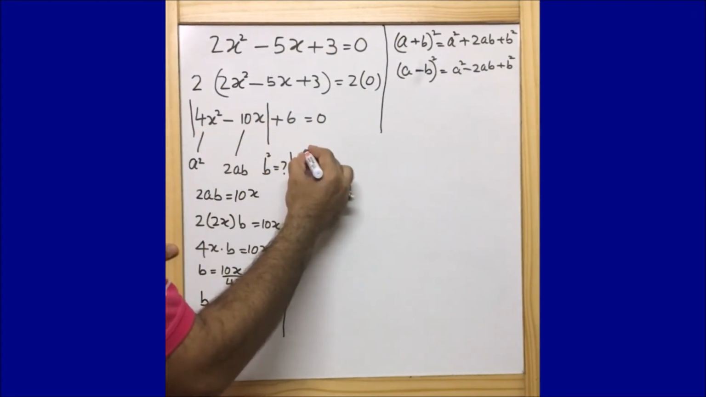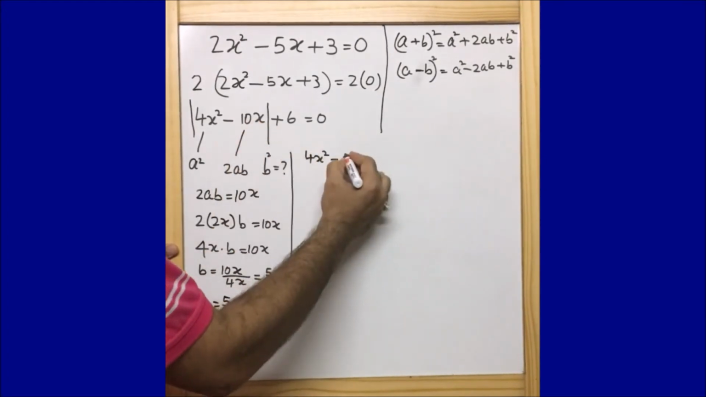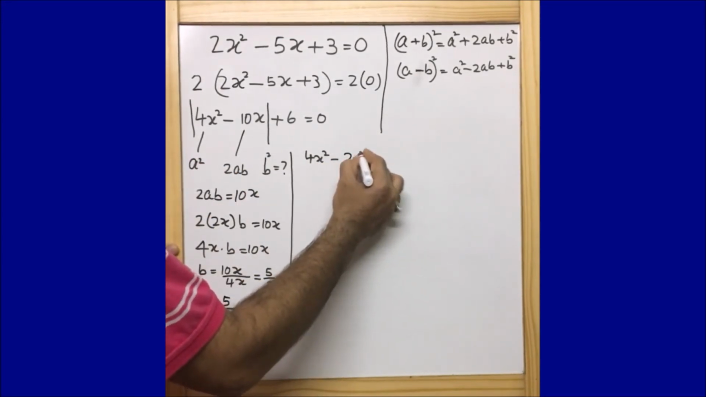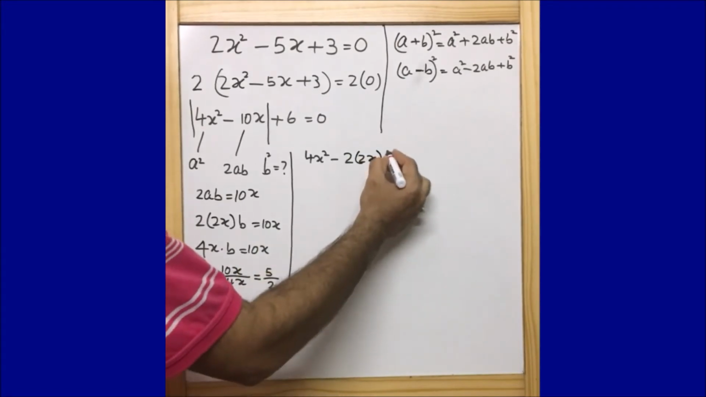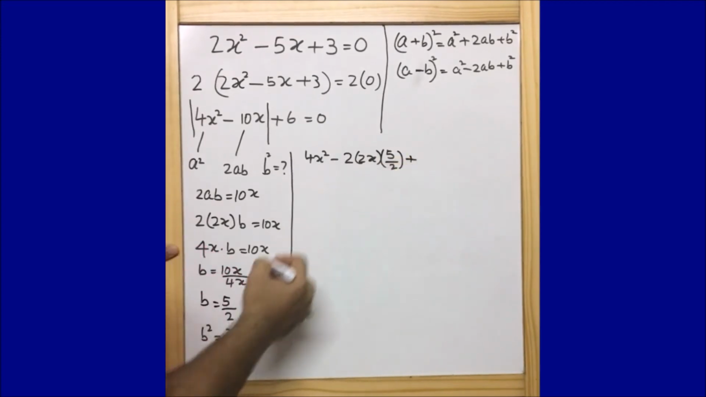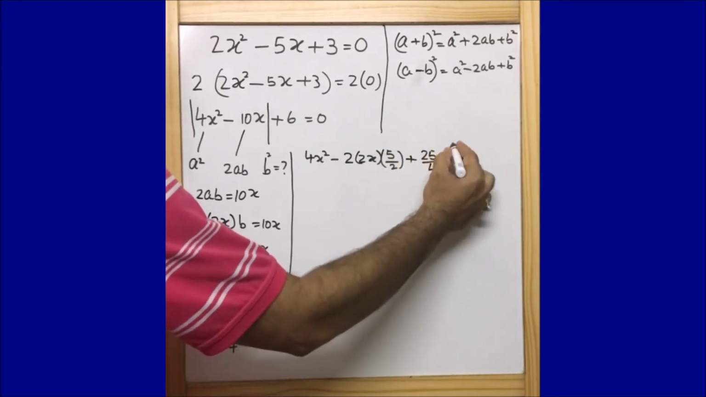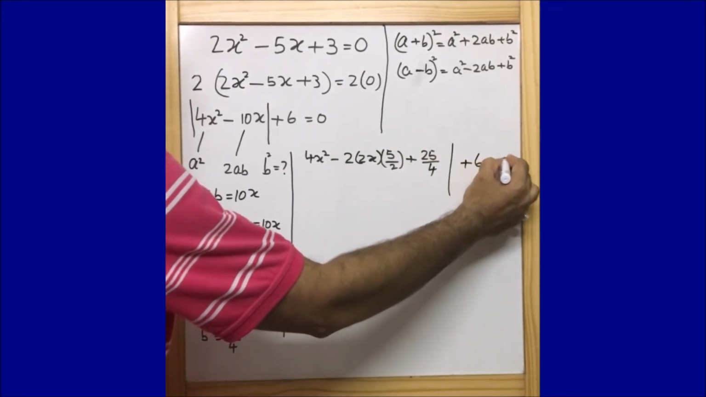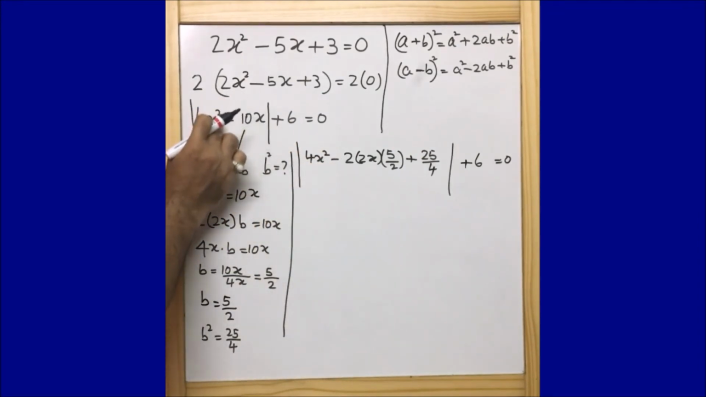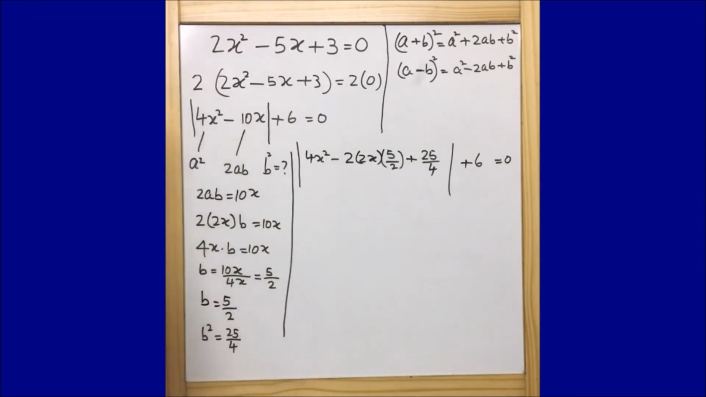Just see. I can write 4x to the power 2 minus 2ab, so 2, a is here 2x, and b we got 5 by 2, plus b square. B square is nothing but 25 by 4, plus 6 is equal to 0. So what happened? I just converted this particular part, 4x squared minus 10x, to this format. If you solve this, you will get 4x squared minus 10x.